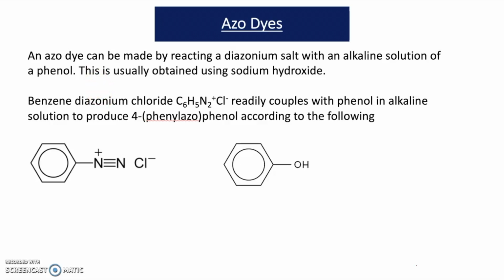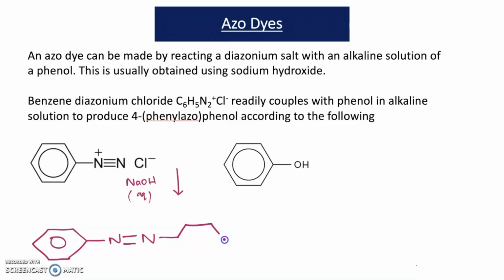So now let's look at how we make azo dyes. Now, an azo dye can be made by reacting a diazonium salt with an alkaline solution of a phenol. So this is a benzene ring with an OH group, and this is usually obtained by using sodium hydroxide. Now, benzene diazonium chloride, C6H5N2+ Cl-, readily couples with phenol in alkaline solution to produce an azo dye. And this azo dye is called 4-phenylazophenol according to the following equation.